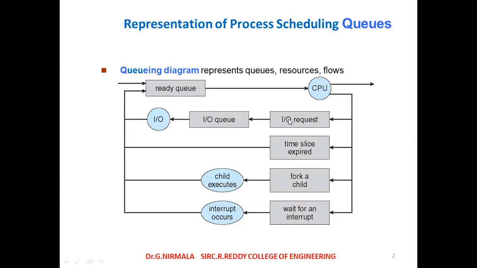These are the two queues I have shown here. The job queue's purpose is to select all the programs available from the disk, the secondary storage device. From that, it will collect all the programs and place them into the job queue. That is the purpose of a job queue. The ready queue is used to get the processes from the job queue and place them into the main memory, waiting for the chance of getting the CPU.